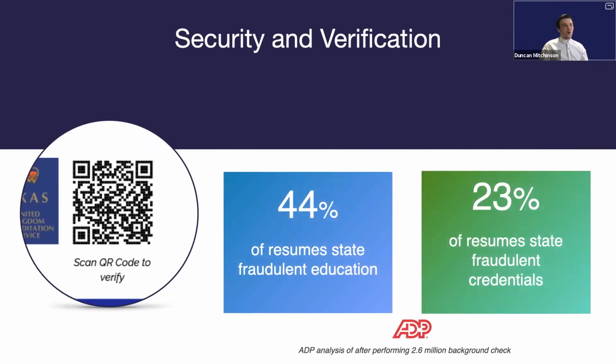So why are we doing this? Why are we interested in security and verification? And I think this study by ADP, for me, is at the heart of it, right? They looked at 2.6 million background checks, and they found that 23% of resumes state fraudulent credentials. So let's put that into perspective. If you're hiring right now, a quarter or just under of the people that you're talking to are potentially lying or exaggerating about the credentials they own. Why is that happening? Because it's too hard to check them. It's too hard to verify them.